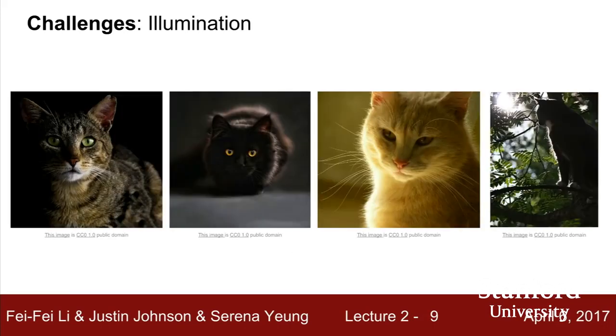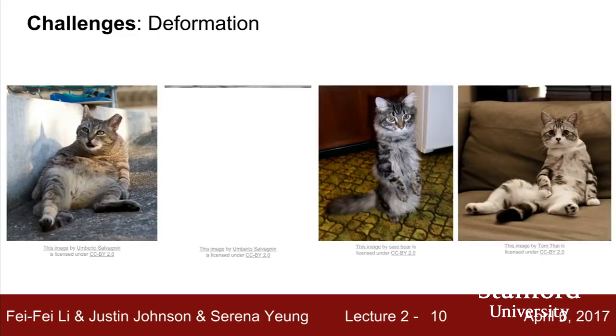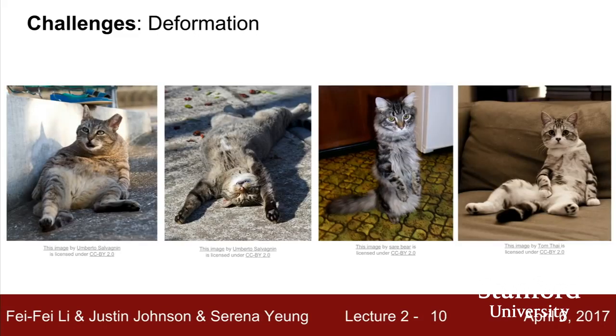But not only is viewpoint one problem, another is illumination. There can be different lighting conditions going on in the scene. Whether the cat is appearing in this very dark, moody scene, or in this very bright, sunlit scene, it's still a cat, and our algorithms need to be robust to that. Objects can also deform. I think cats are maybe among the more deformable of animals that you might see out there. And cats can really assume a lot of different varied poses and positions, and our algorithms should be robust to these different kinds of transforms.